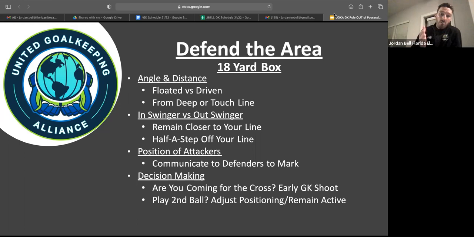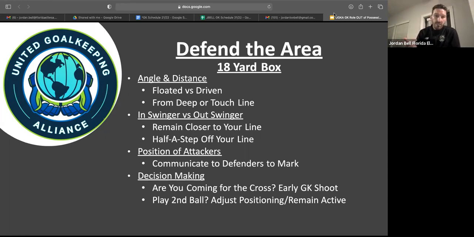So again, for all your goalkeepers here right now, you can just take a small note. Anytime someone's getting ready to put an out swinger, so that's usually the ball going away from the goal, that's when you can have a half a step off your line so we can attack it. If it's an in swinger, which means the ball's going to get crossed, and if no one touches it, it's going to come into the goal, that's when you'd be closer to your line.